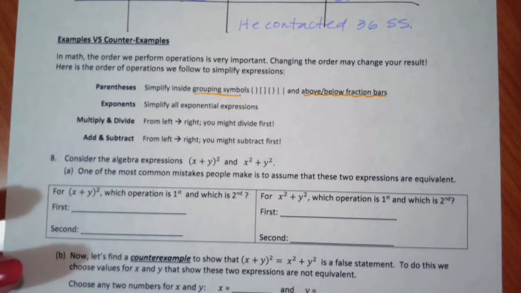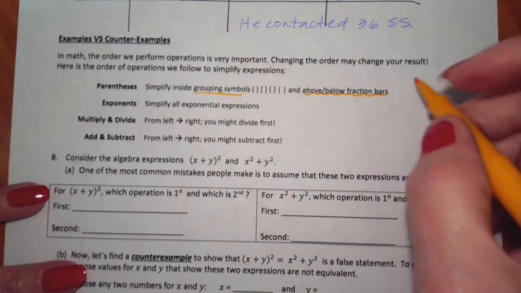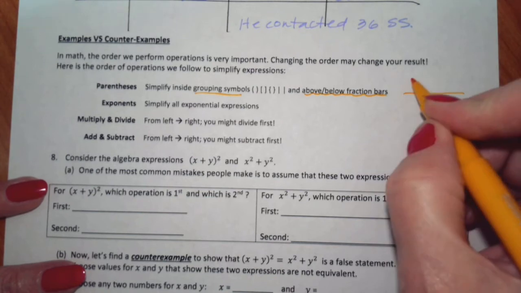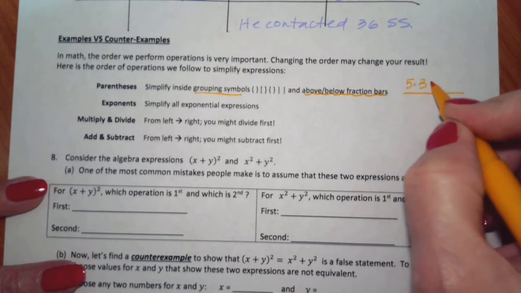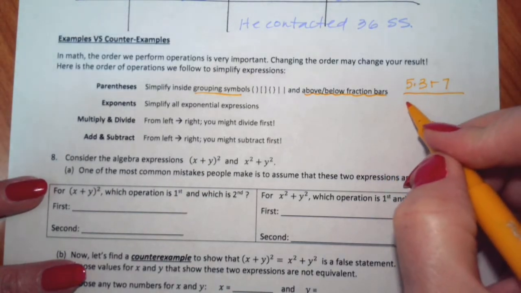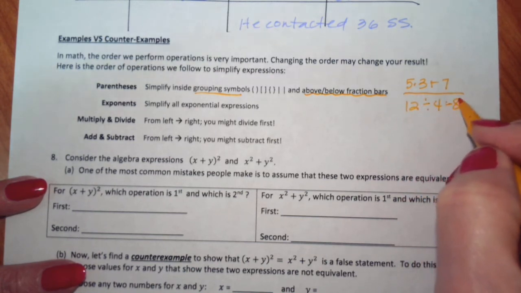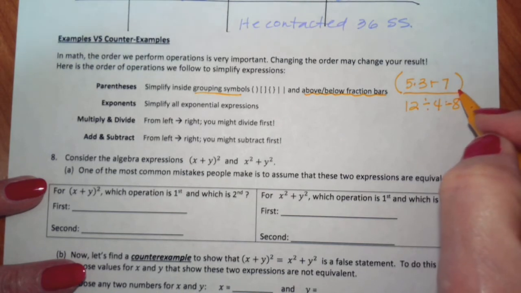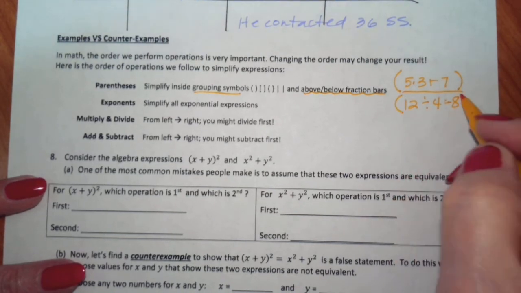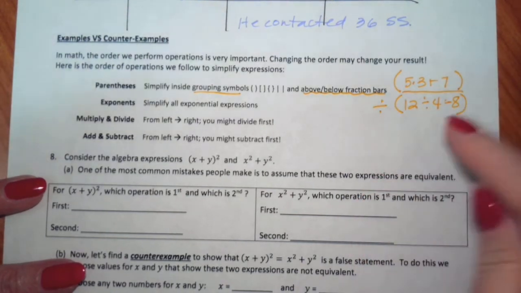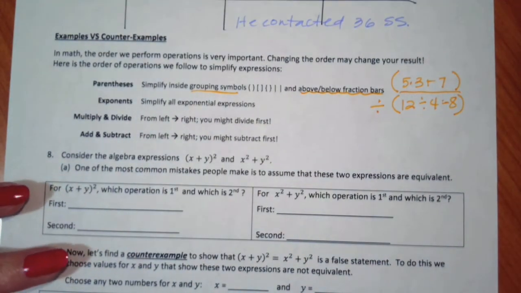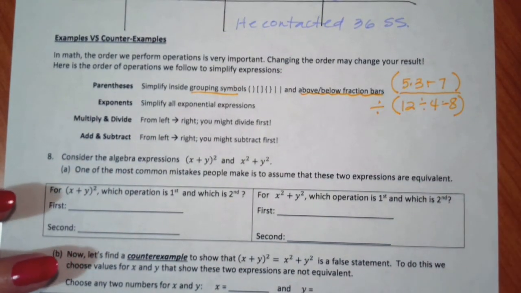And this is going to be real important when we're starting things. So say, for example, you have like 5 times 3 plus 7 divided by 12 divided by 4 minus 8. You would want to do all of this and then divided by all of that. And that's probably how you would enter it in your calculator.